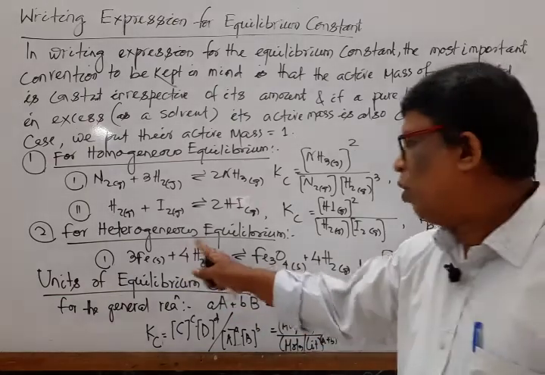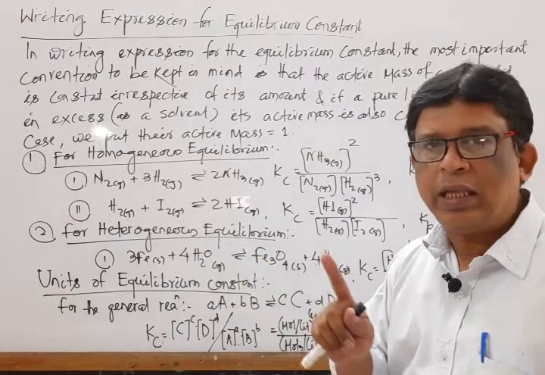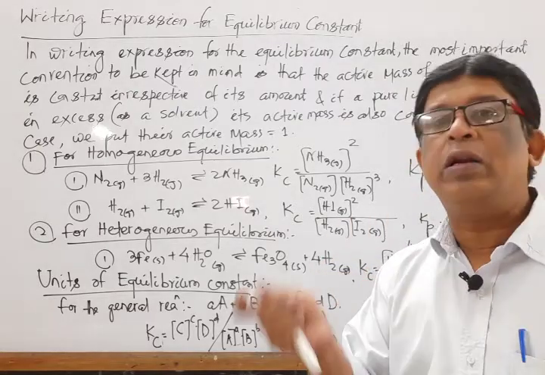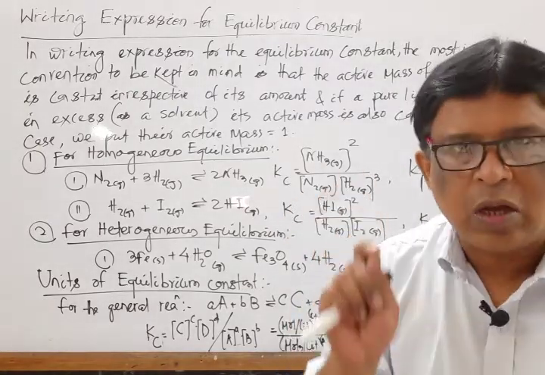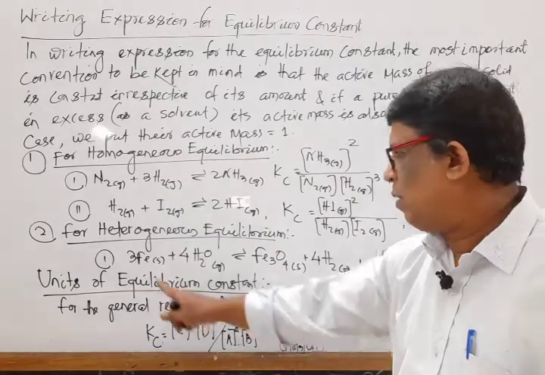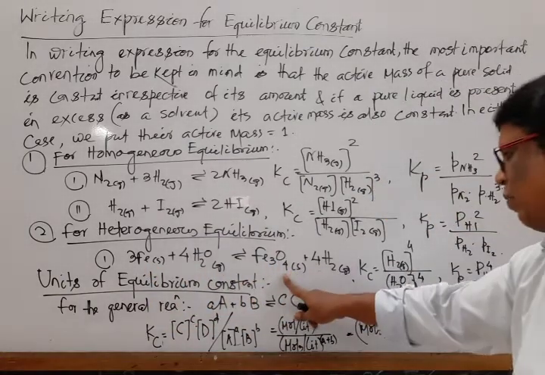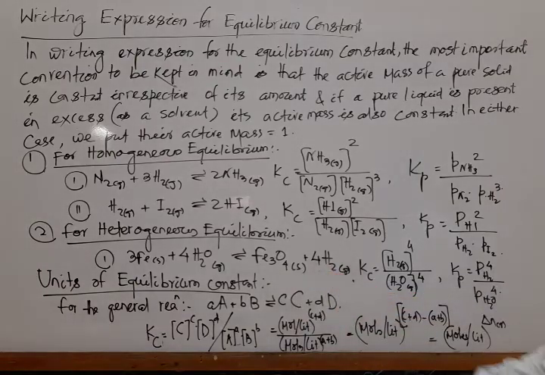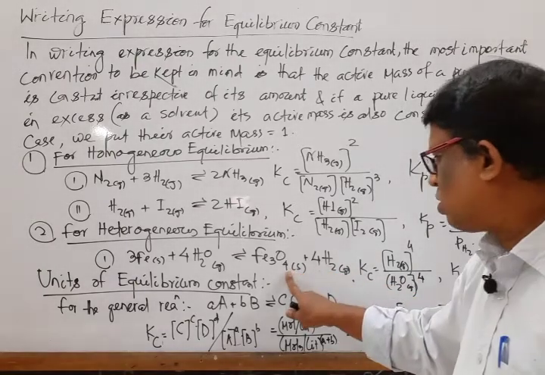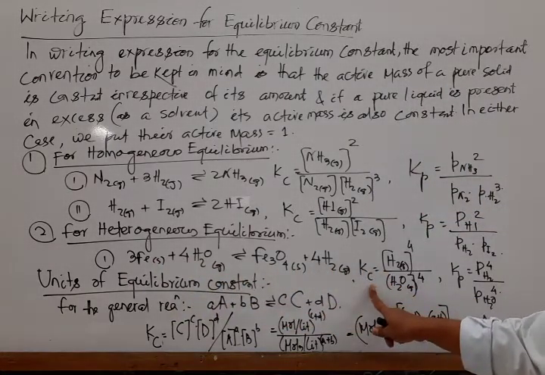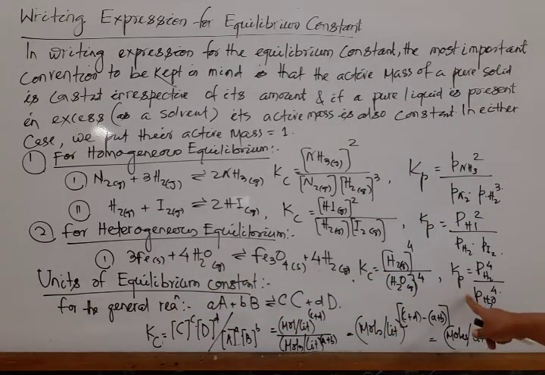Next one for heterogeneous. One important thing that I repeat again, if any reactant or product is a solid or a pure liquid, that means solvent, then it is taken as 1. Mark that. 3 iron plus 4H2O give rise to magnetic oxide Fe3O4 plus 4H2. So while writing the expression, it is a solid, taken as 1, it is a solid, taken as 1. So if we write in the form of Kc, it is this value. If we write in terms of Kp, then it is this value.